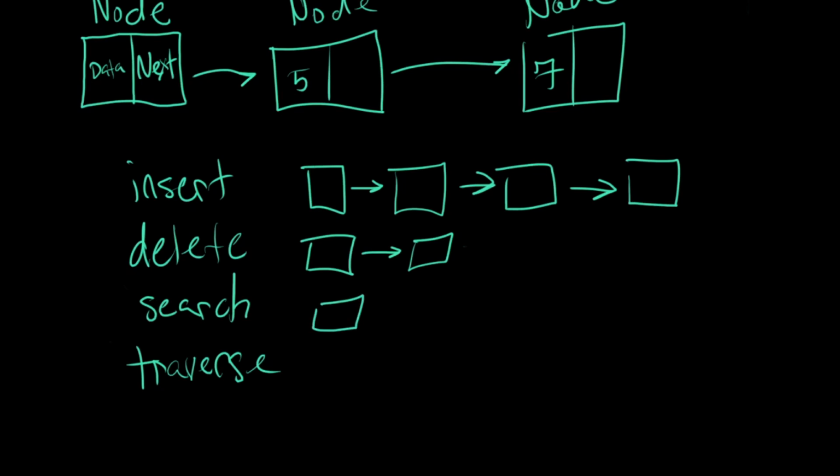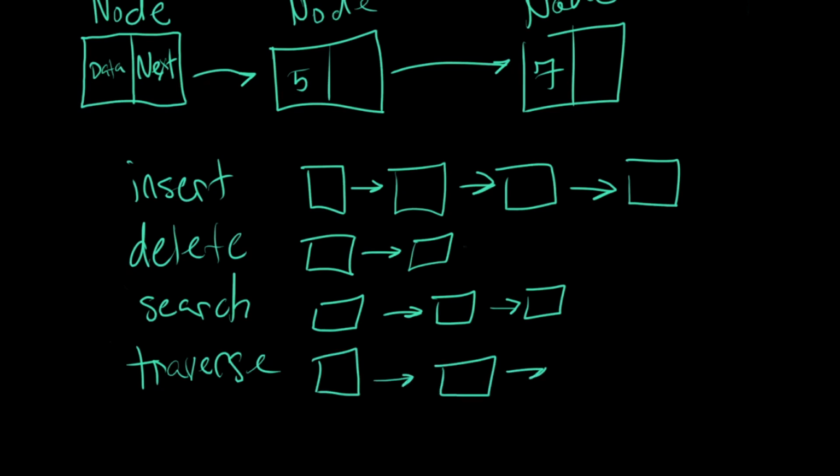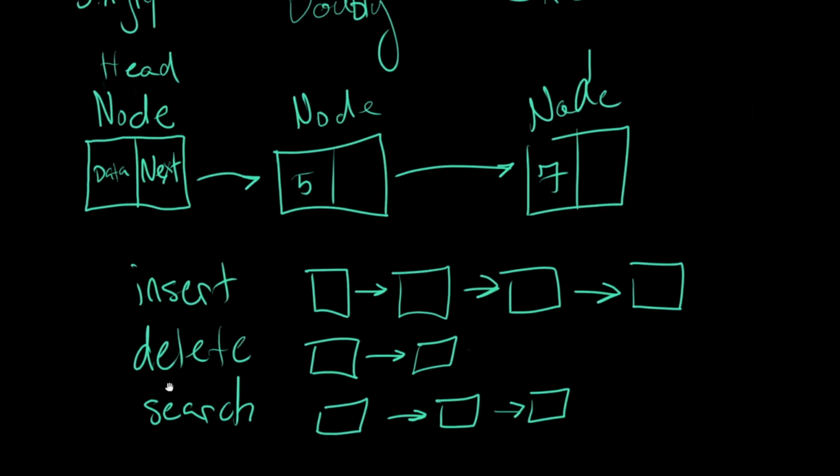With the search, it's the same deal. We're just going to look at each node one by one, checking if the data is there, and then telling the user somehow. With the traverse, all we're doing is moving one by one. This is going to be one of the more fundamental functions. We're moving one by one by one. Anyways, that's what the linked list is and how it works. Let's go ahead and look at the code.